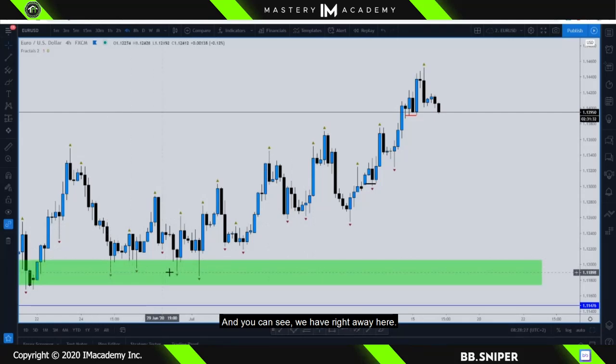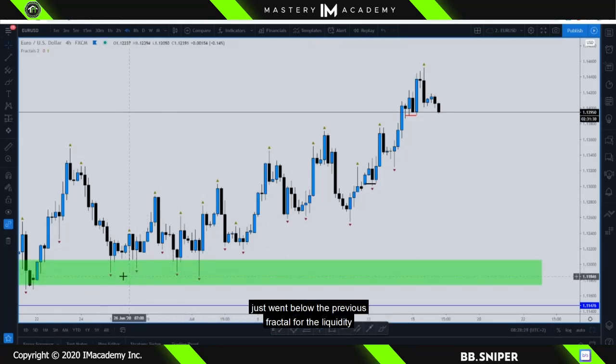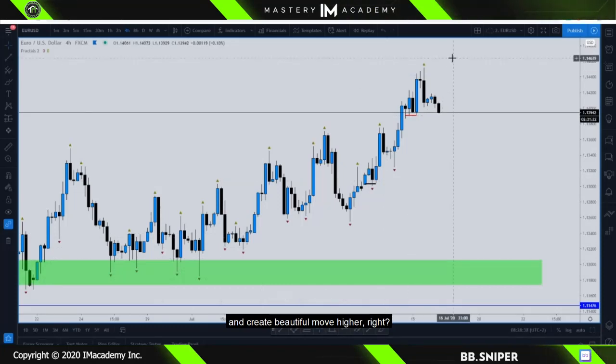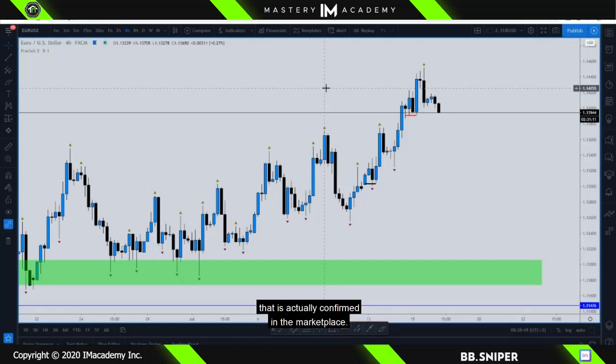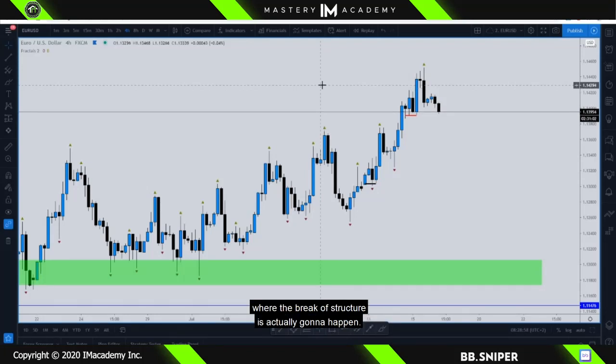And you can see we have it right over here. We have multiple times when the market just went below the previous fractal for the liquidity, and at the end of the day, the market still reacted and created a beautiful move higher, right? So it's definitely a useful tool, right? And it can help you to determine which high and which low is the major high or low, the high that is actually confirmed in the marketplace. So it's going to be easy for you to determine where the breakout structure is actually going to happen.